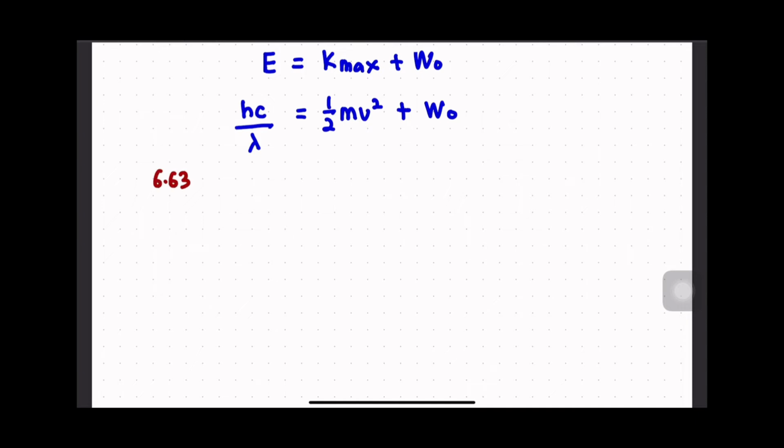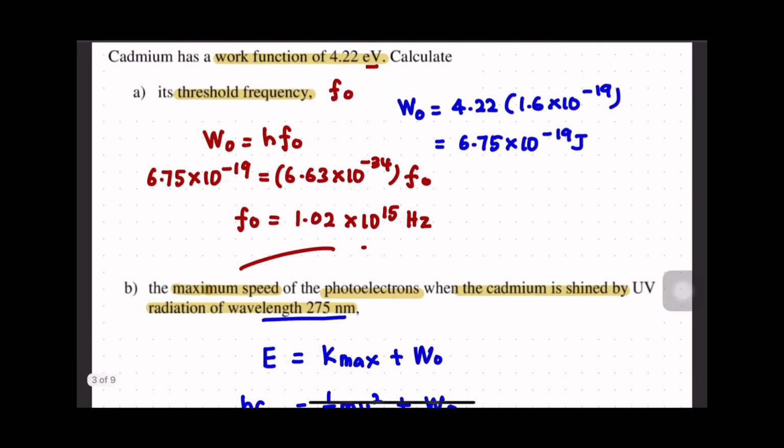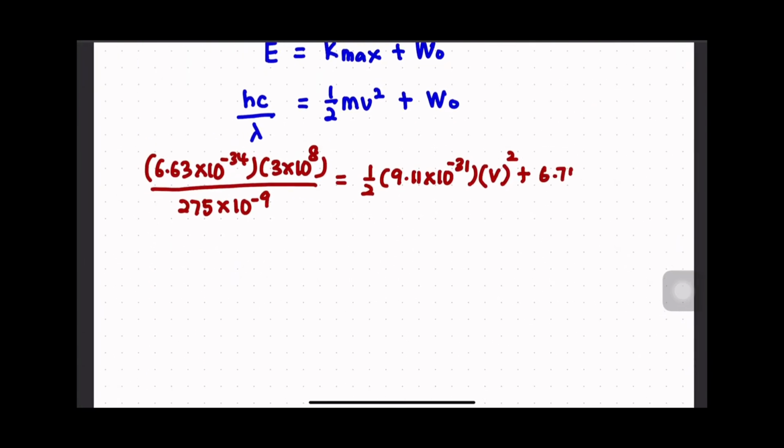6.63 times 10 to the power of negative 34 times 3 times 10 to the power of 8, and then divided by 275 times 10 to the power of negative 9, equals half the mass of electron, 9.11 times 10 to the power of negative 31, times v squared, plus the work function in joule that we calculated earlier, 6.75 times 10 to the power of negative 19. It is very important to know how to get it in joule. We want to find v.